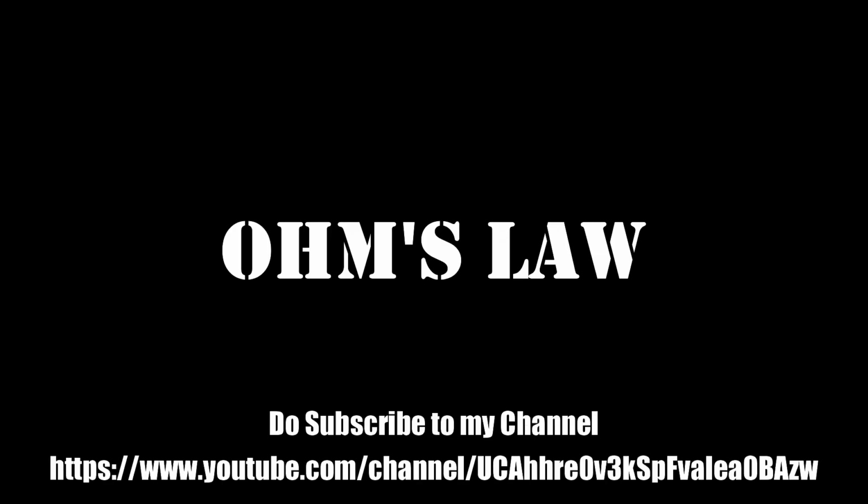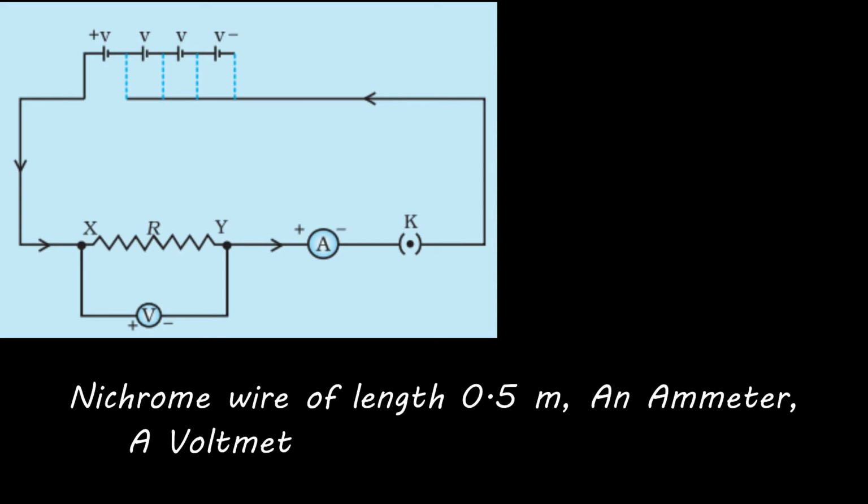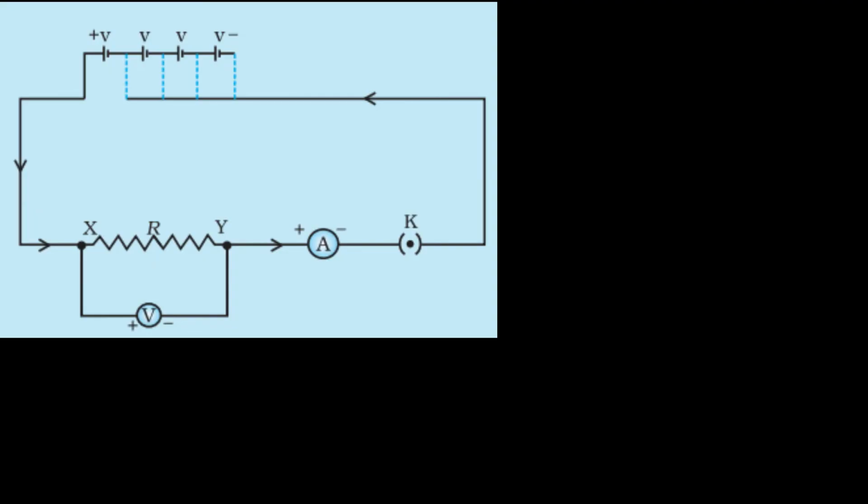So let us understand the concept of Ohm's law. Let's take an example of a circuit that consists of a nichrome wire, say 0.5 meter in length, an ammeter to measure the current, a voltmeter, and 4 cells of 0.4 volt each. Nichrome is an alloy of nickel, chromium, manganese, and iron metals. Here I will be using only one cell as the source in the circuit.